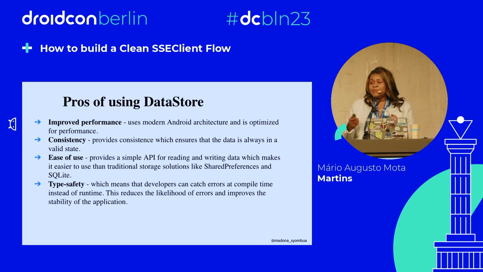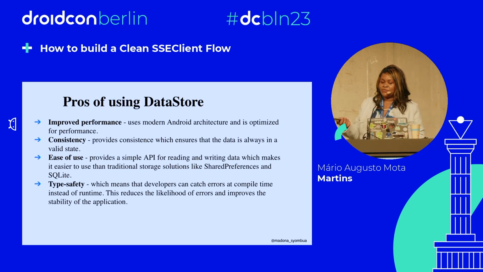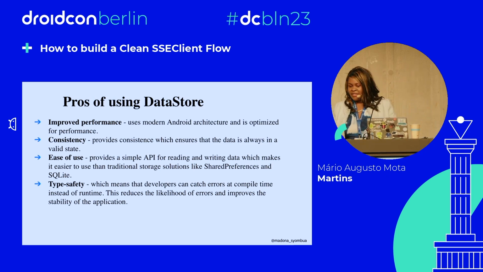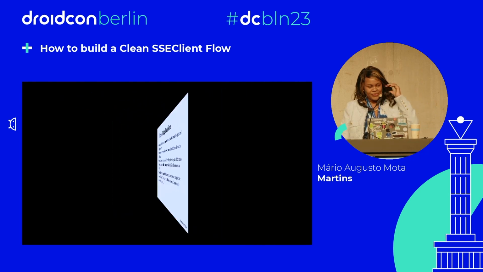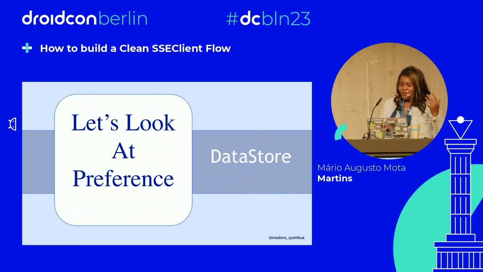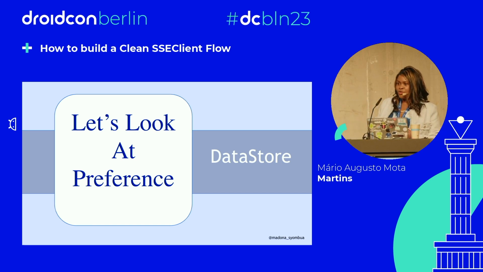And then type safety, which I think is the most important part, which means that developers can catch errors at compile time instead of runtime. This reduces the likelihood of errors and improves the stability of the application. Now, to walk through the Datastore, I'm going to be showing simple code snippets of how you can implement this in your own app.